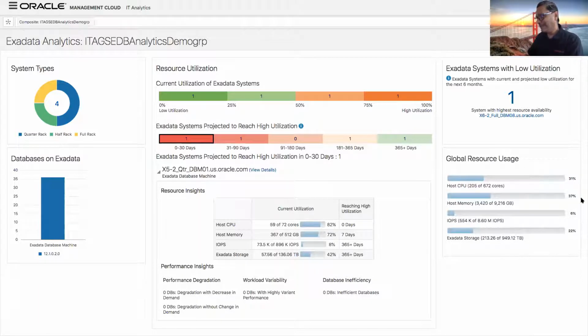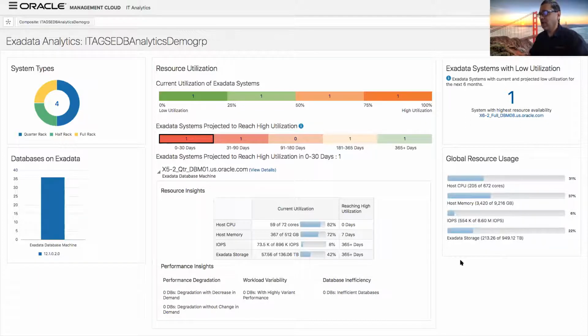The fourth answer I get is global resources. So as a manager, a director or a VP, if I come and I see, hey, I have 672 cores and I'm using only 31 cores, why do I need to buy more? Right? Let's try to utilize it more, or justify why we are only using 31%. So very similarly, we keep an eye on all the four key resources.